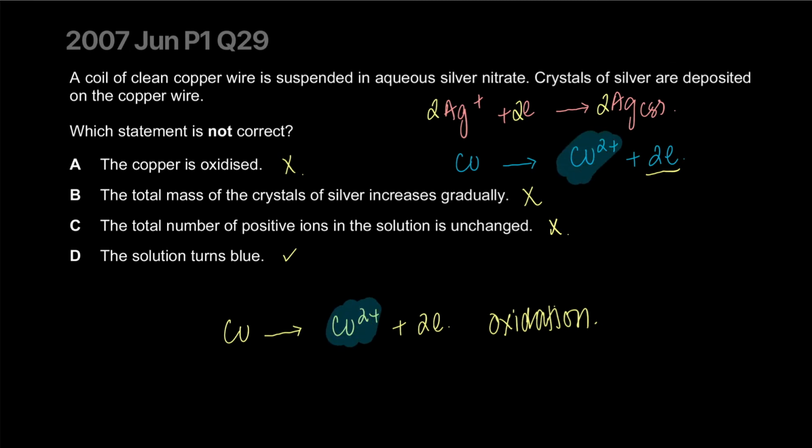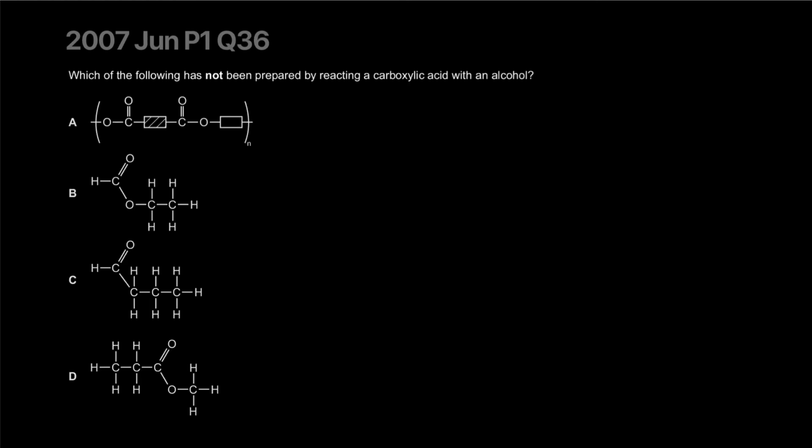And yeah, that's a correct statement. I think I left how I was marking these with my thought process, because this is a correct statement, this is a correct statement, this is a wrong statement, this is a correct statement. Correct answer is C. Which of the following has not been prepared by reacting a carboxylic acid with an alcohol?